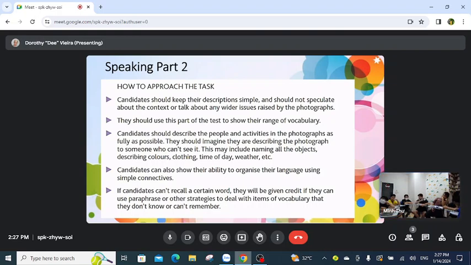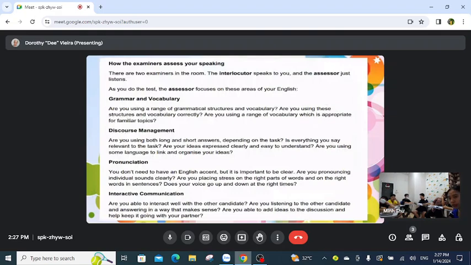Okay. Shall I go to the next one? Okay. So this is what the examiners are looking for. They want to hear that you can speak English. That's the most important thing. So there will always be two examiners in the room. The one will speak to you, and the other one, the assessor, will just listen, and he or she will be writing all the time.